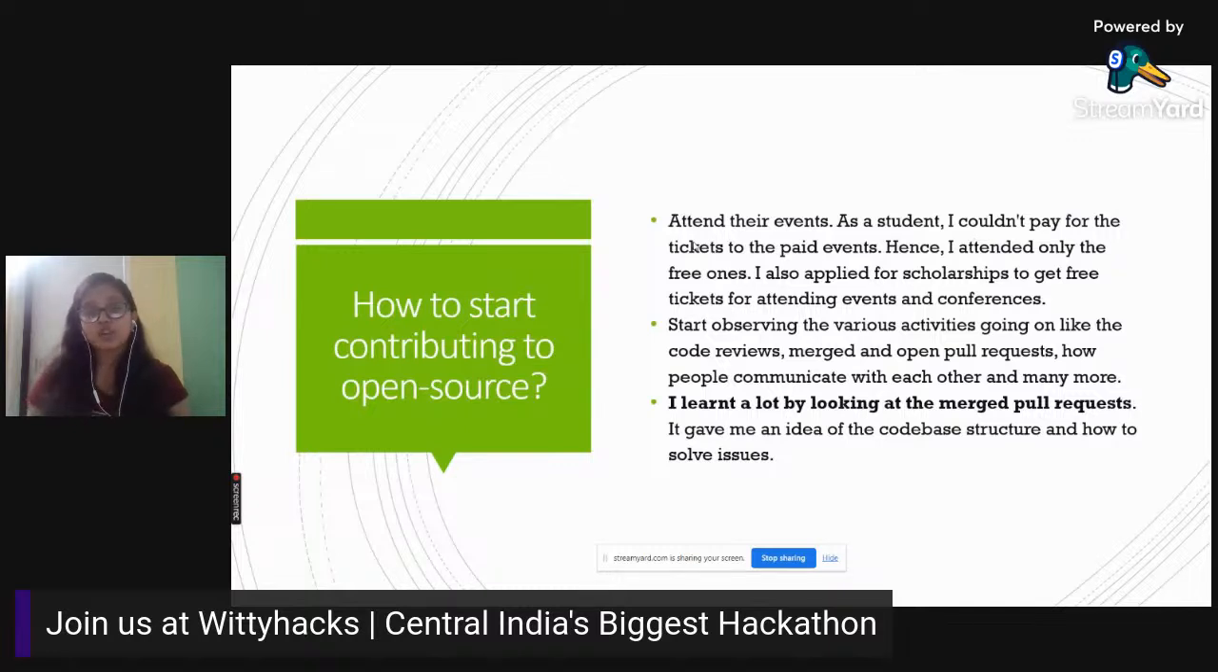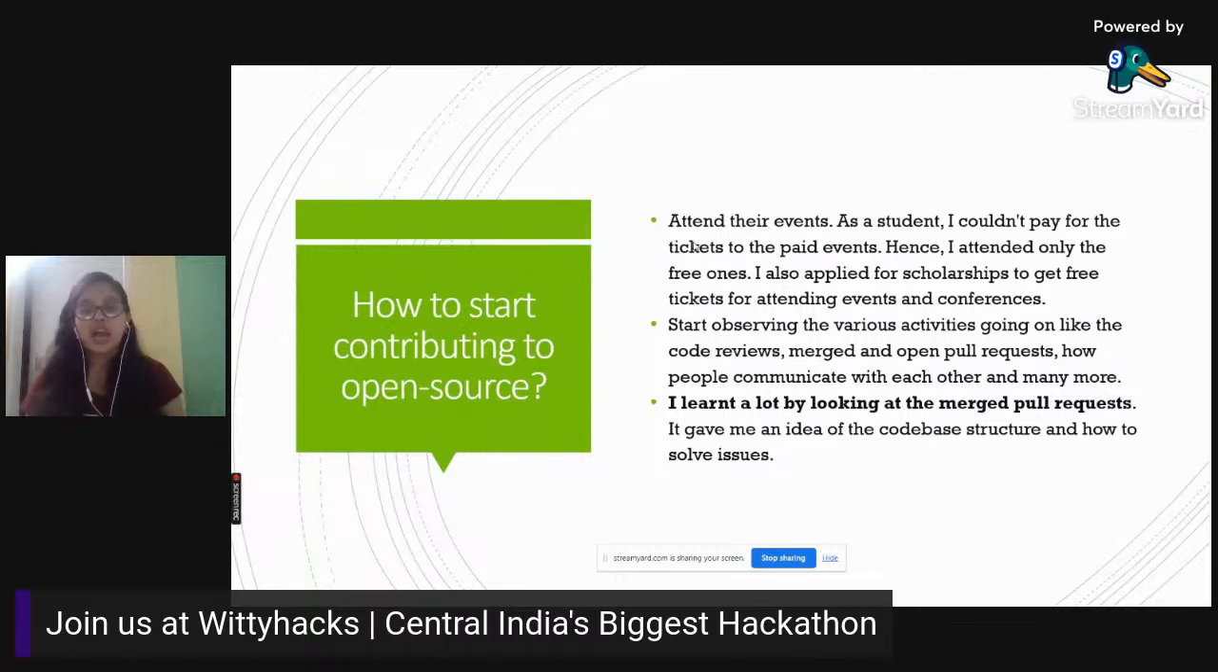Then I would say start observing the activities for at least a week. Start observing the activities going on in the community, like code reviews, the merged pull requests, and the discussions on the pull requests. This will help you get an idea about the community rather than directly jumping in and starting to raise issues and PRs. So give some time to understand the community well before you start jumping in and contributing.